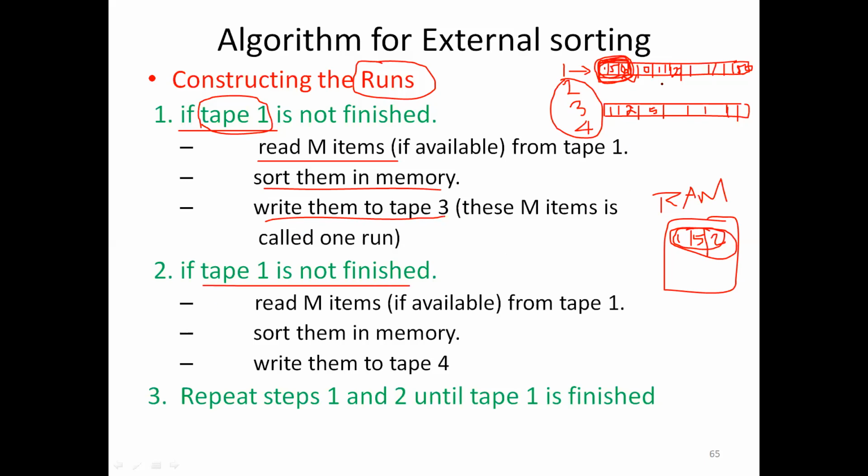Next, I will take the next run. Next run is nothing but a set of m items. The set of m items does not change. Always it will be 3 only. We can decide. And one more thing, the set of m items is nothing but blocks. So first block, second block, third block. So the run consists of 3 blocks.